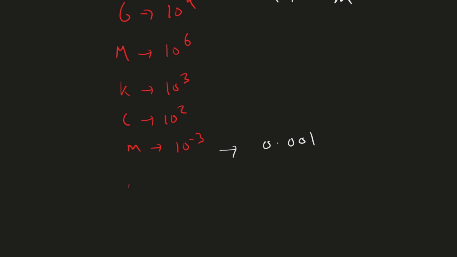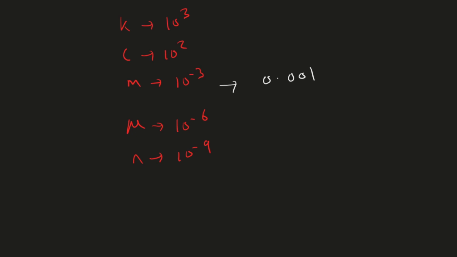The next one we got is micro. Now this one may be new. Micro is the Greek letter mu, and that is 10 to the power of minus 6. The next one we got is nano. Nano is 10 to the power of minus 9. Then we go to pico, which is 10 to the power of minus 12. And the last one we need to know is femto, 10 to the power of minus 15.